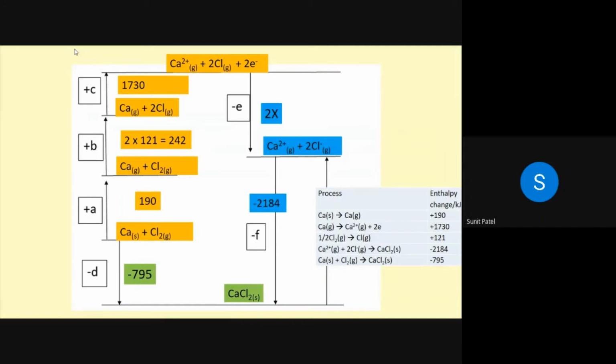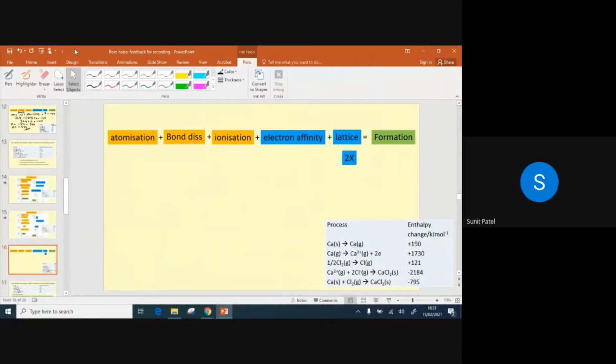Right, let's go ahead again. If you want to pause the video, by all means do so, but I'm going to apply this to a mathematical equation. Let's have a look. So we are going to put these numbers in. Right, here we go. So the first one is atomization, so looking off the table, 190 added to, remember the bond dissociation again, be careful with this, we're using the double the amount on the table according to our cycle.